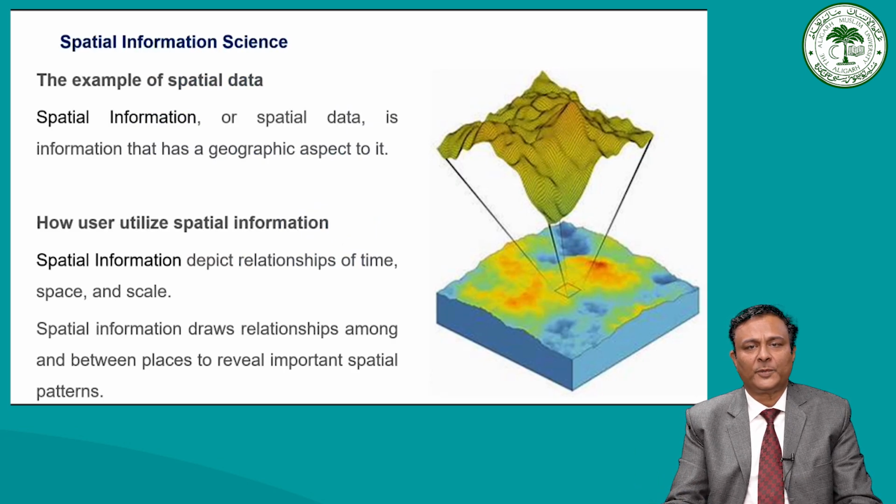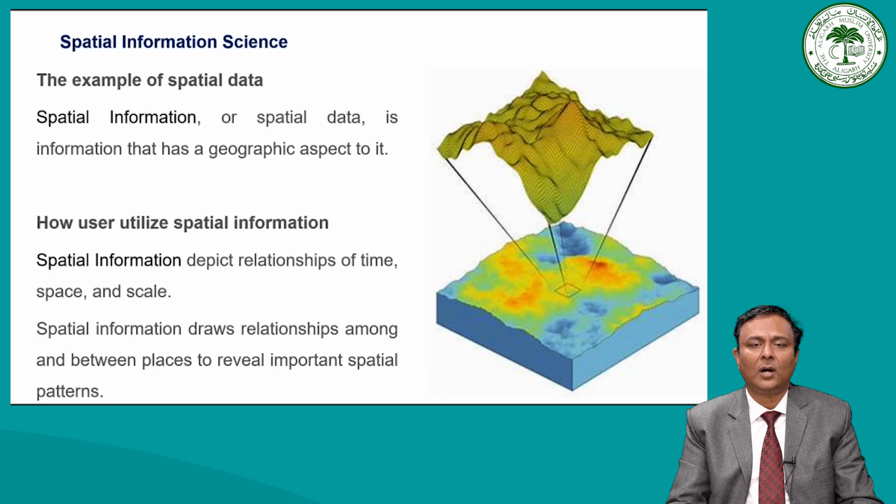First, the example of spatial data. I would say spatial information or spatial data is information that has a geographic aspect to it. In other words, the data in this type of information represents particular space over the earth denoted by coordinates or an address like name of a city or even postal code or zip code, etc. that needs to be tagged with them. The most obvious example is any road map.